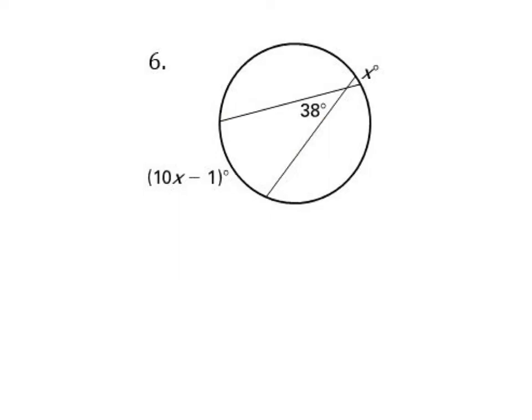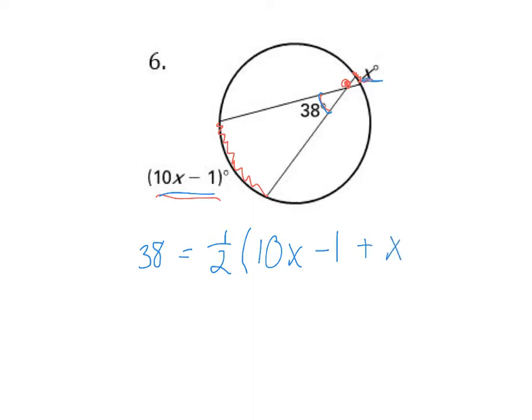Next example deals with the second theorem with the intersecting chords. So I'm given the one angle inside the circle, 38 degrees. This arc that it opens up to is the 10x minus 1, and this small arc on the other side is just going to be x. Stick to your equation. I know that the angle inside, 38, is equal to half the sum of the two arcs. So when I add up my two arcs, it's going to be 10x minus 1 plus my other arc, x.